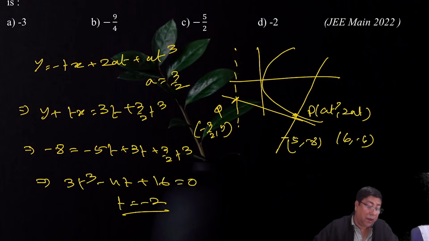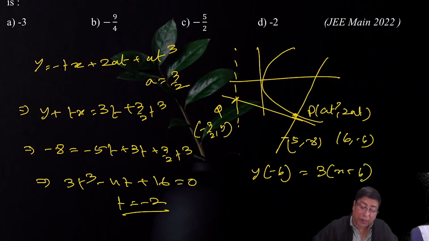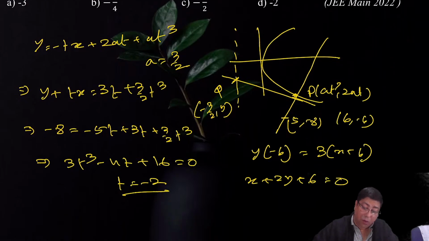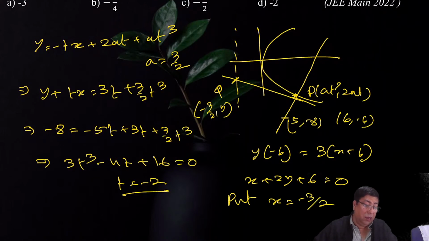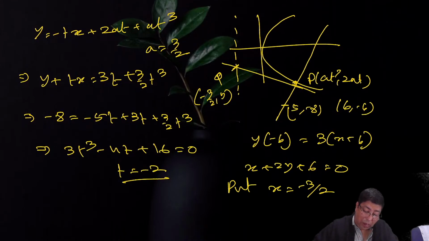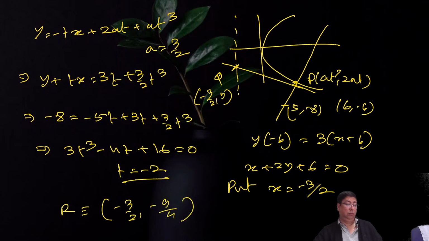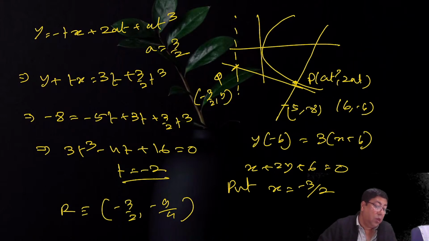And so we can write the equation of the tangent as y into y1 equal to m into x plus x1. Therefore, the equation of the tangent is x plus 2y plus 6 equal to 0. So put x equal to minus 3 by 2. We are getting this point Q to be minus 3 by 2 comma minus 9 by 4. So for the Q point, the ordinate is minus 9 by 4.